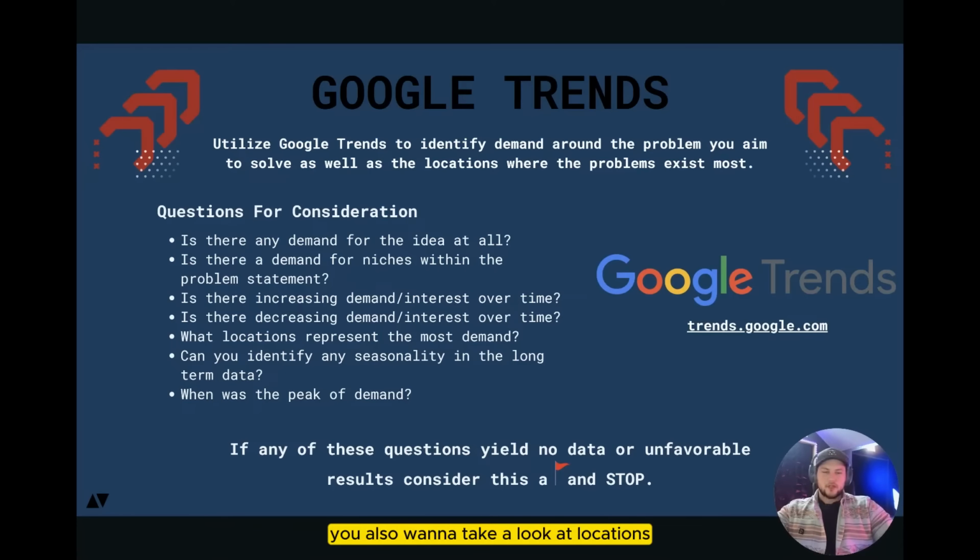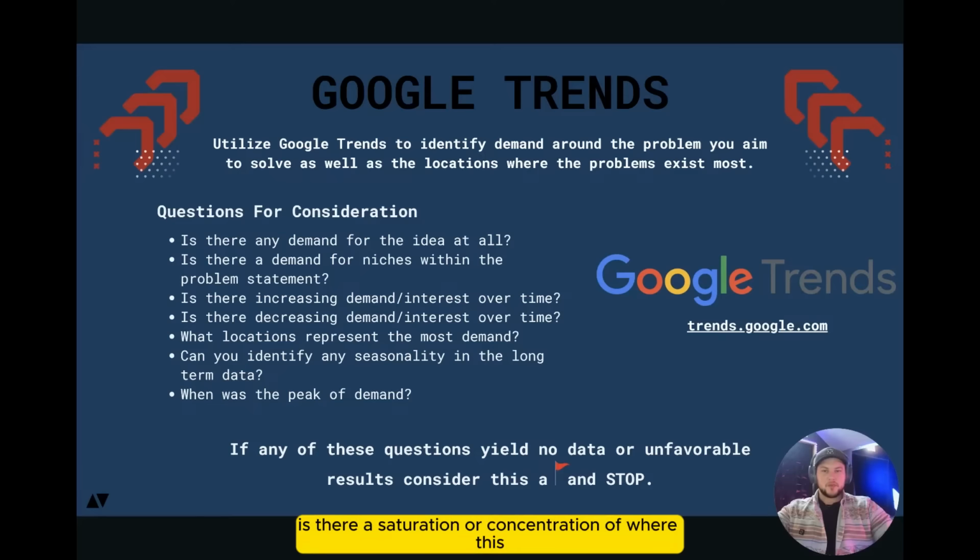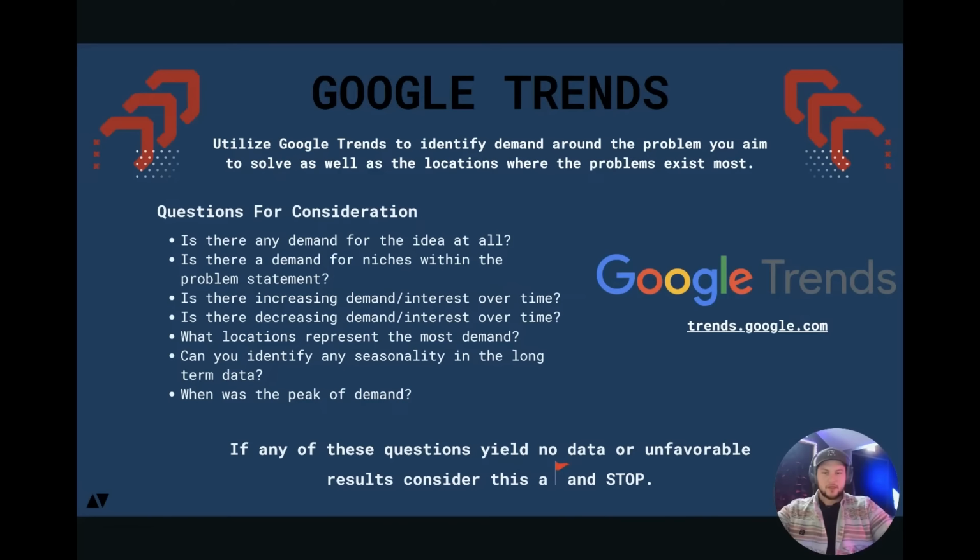You also want to take a look at locations. Location is a really important signal. Does this problem exist in a specific place? Is this a national level problem? Is there a saturation or concentration of where this problem may exist entirely?